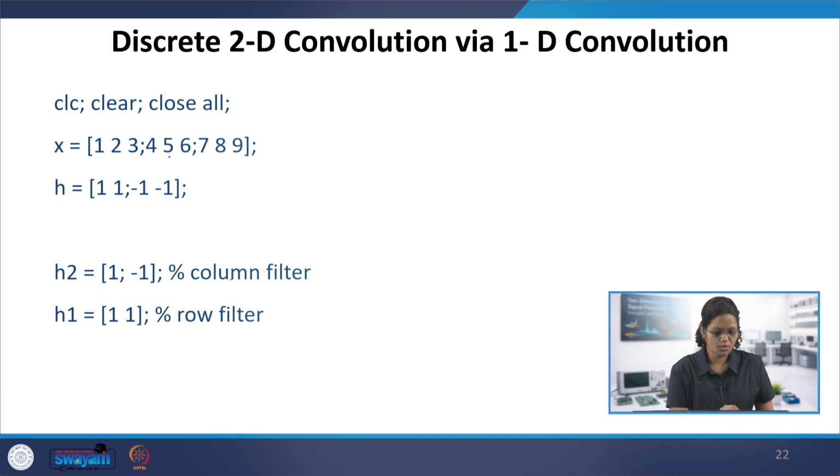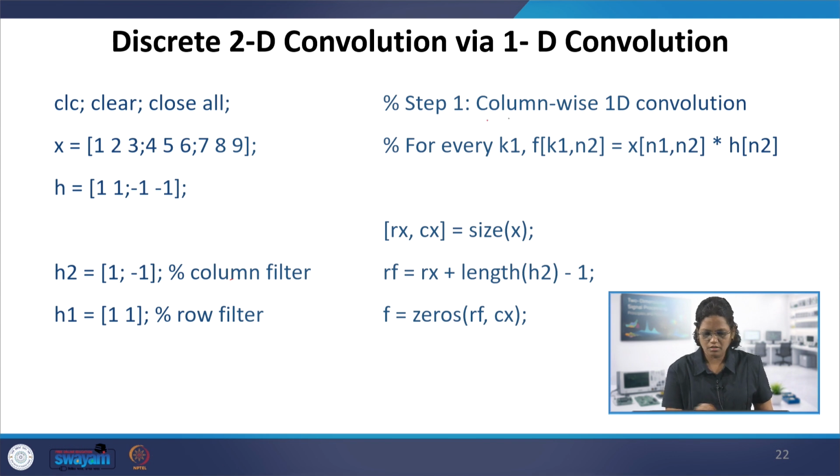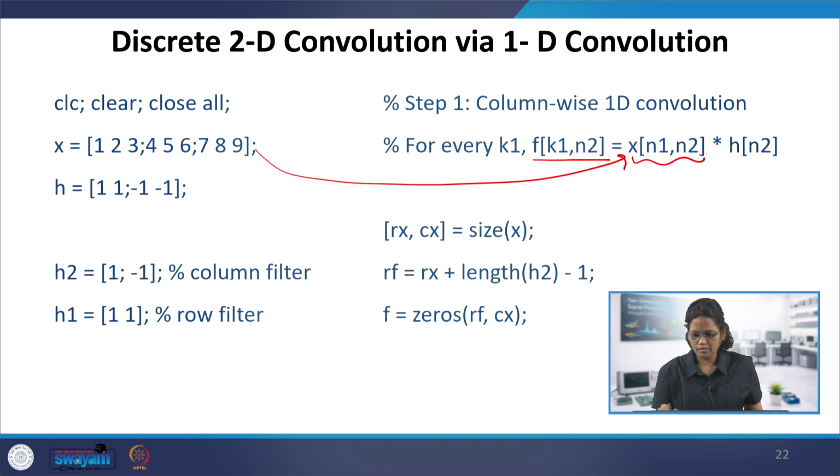So the impulse response is separable and is separated into h2 and h1, the product of [1, 1] and [1, -1]. First we are going to do the column-wise convolution. So we get f of k1 comma n2, which is x of n1 comma n2 convolved with h of n2 first for the column-wise convolution, that is this one, h2, [1, -1].